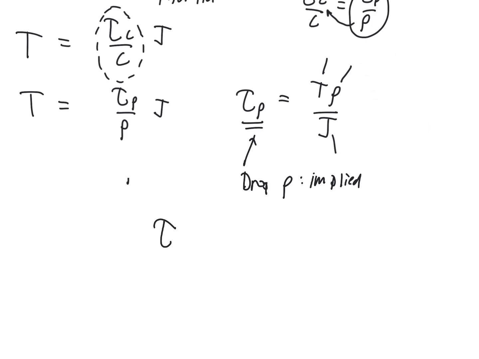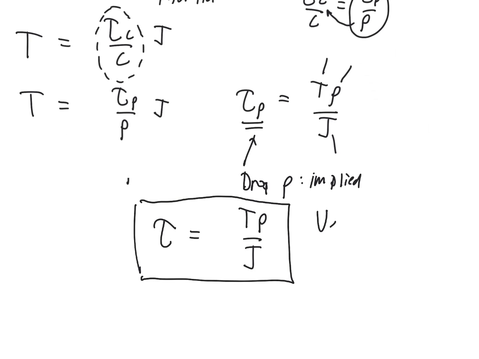And we have our next formula that we're going to memorize, which is tau is equal to T times rho divided by J. Very, very famous. We'll put an exclamation point. And we also want to memorize this: T rho divided by J.